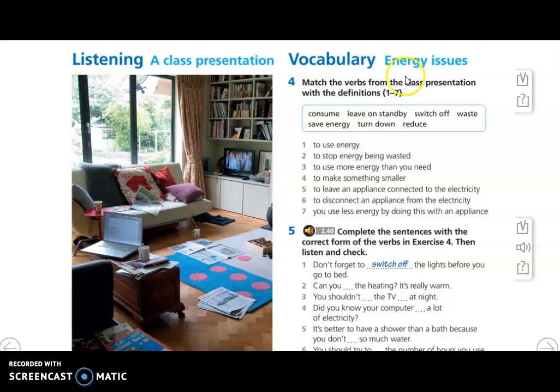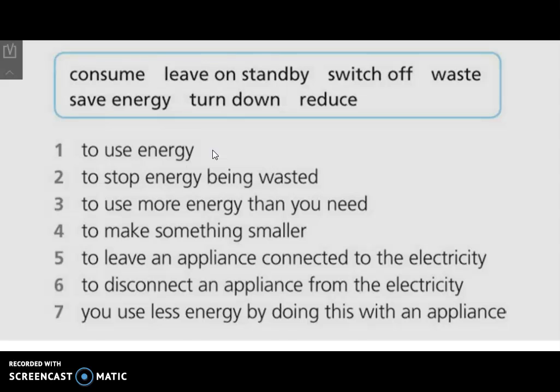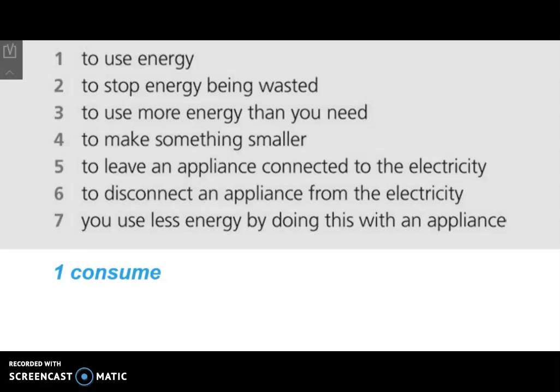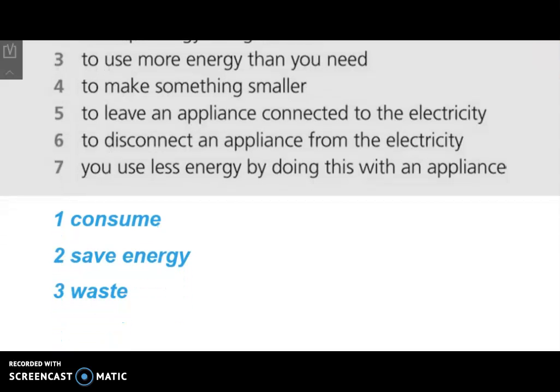Now let's move to the next heading, which is energy issues. Here we have to match the verbs from the class presentation with the definitions from 1 to 7. Let's start with the first one, to use energy, which means consume. Number 2, to stop energy being wasted, which means save energy. Next one, to use more energy than you need, which means waste. Number 4, to make something smaller, means reduce.